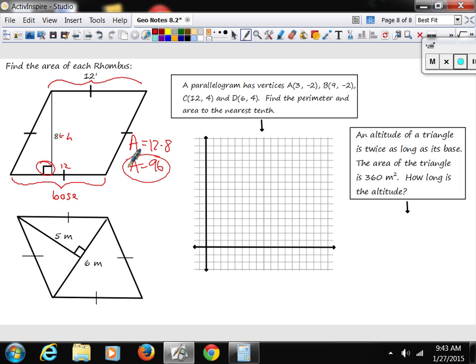What about the bottom rhombus? They didn't give us a base and a height, did they? They gave us, what is this called right here? That's a diagonal. So we have one diagonal is 6. What about this second diagonal? The 5 is half, so what's the whole thing? 10. So this whole diagonal right here would be 10. So my first diagonal was 6, my second diagonal was 10, divided by 2. That would be diagonal 1 times diagonal 2 divided by 2. So 60 over 2 is 30 square meters.